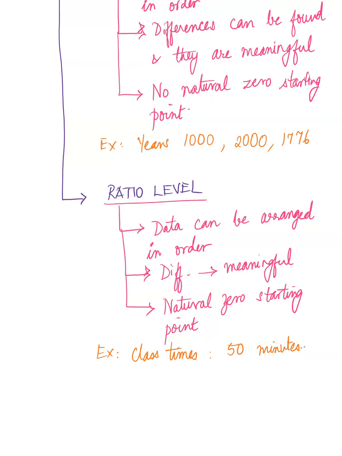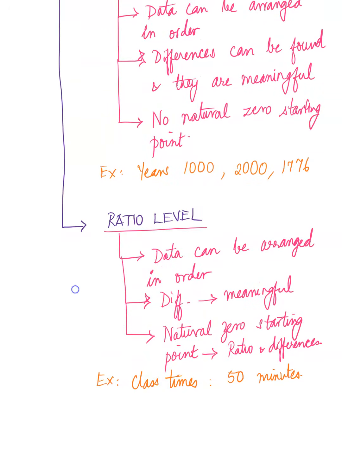So if there's a natural starting point, what it allows is that we can have ratios, fractions, right? So you can compare them. So differences and ratios are meaningful. That's why it's called ratio level. You can do all these things. You can play with all these things in the ratio level. You couldn't do that if you didn't have a natural starting point, like in the interval level. Okay.